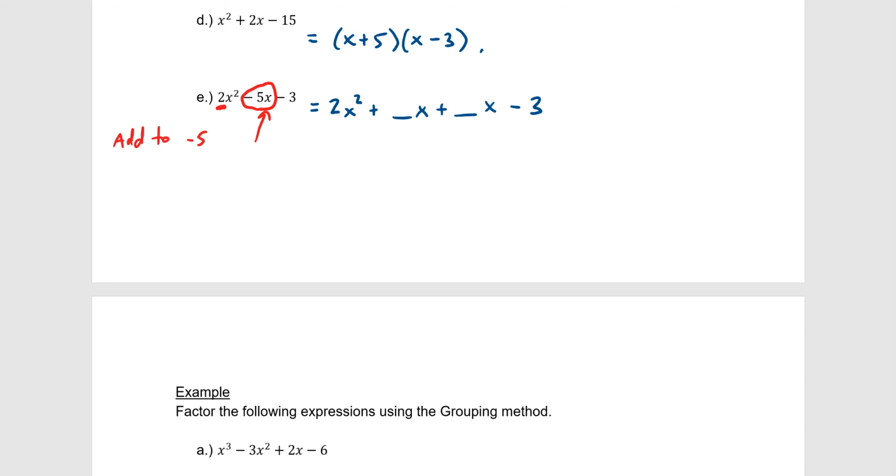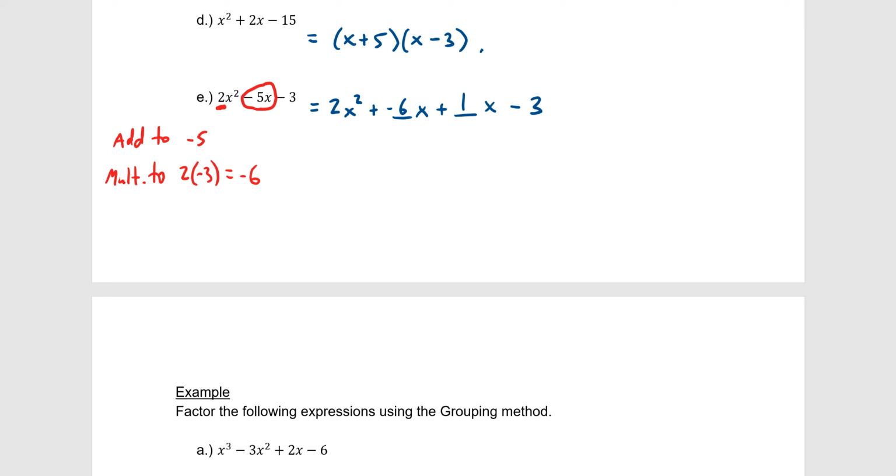They also have to multiply to the leading coefficient and the constant term. So they have to multiply to 2 times negative 3, which is negative 6. That's kind of the tricky part for this, is you have to just remember that step. It's always going to be they have to multiply to the leading coefficient and the constant term, which is negative 6. So two numbers that multiply to negative 6 that add to negative 5, that is going to be negative 6 and positive 1.